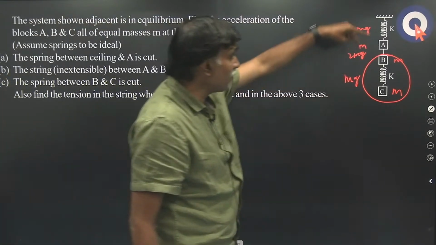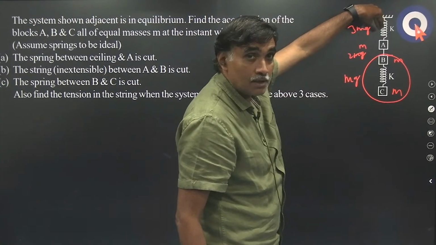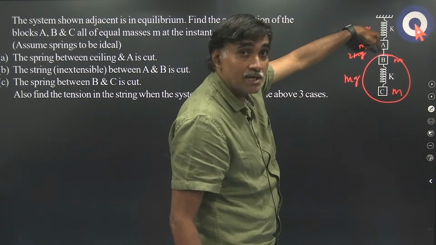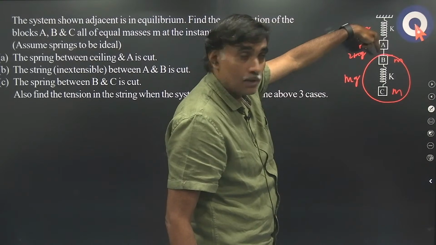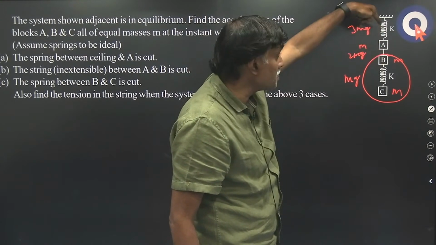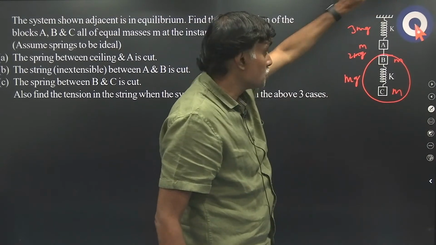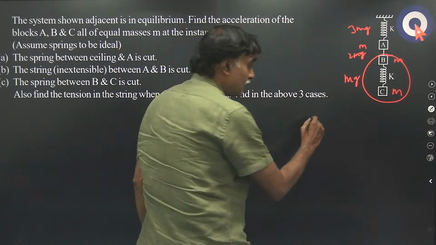The spring between ceiling and A is cut. Then tension in this spring does not change. Tension in this spring will change immediately. But tension in this spring does not change, but tension in this spring becomes 0 because we have cut that spring. Immediately it becomes 0. So what is the figure you will get for first bit?